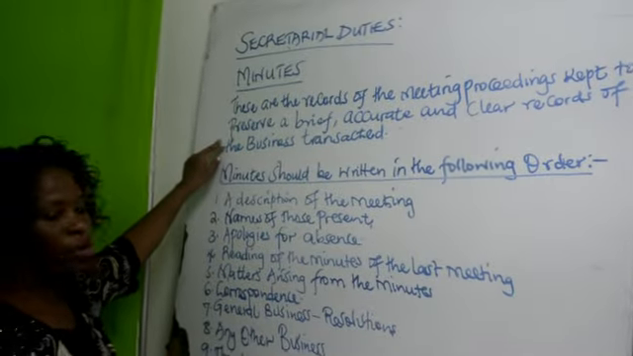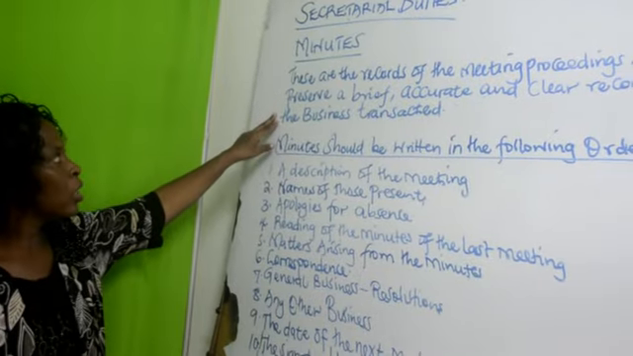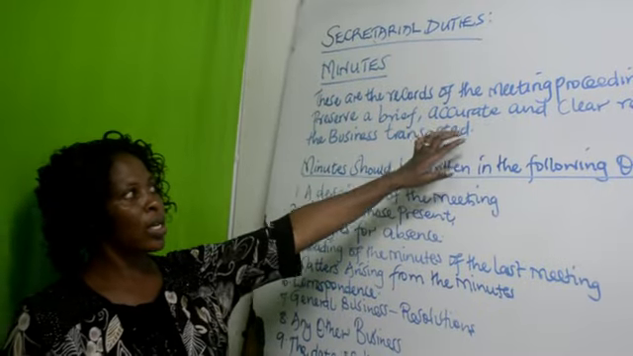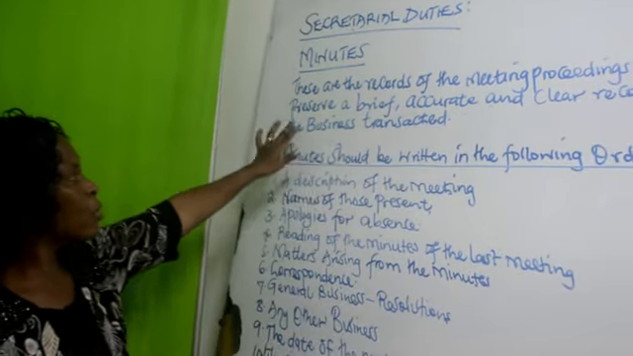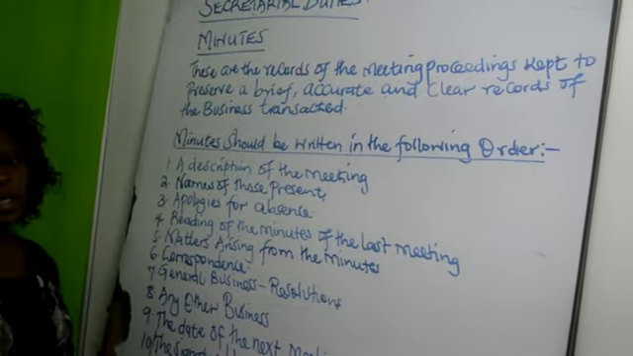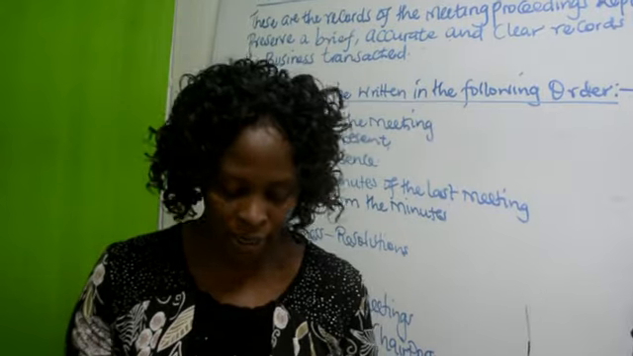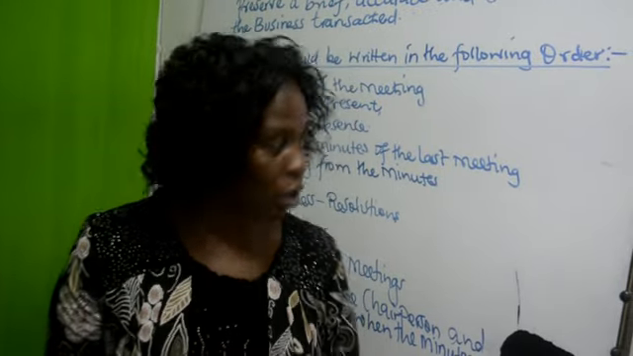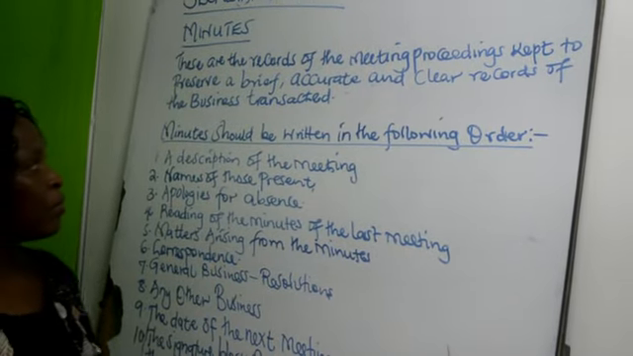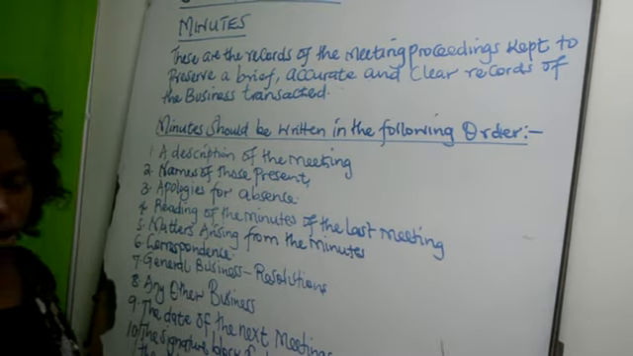Today we are continuing with our topic on meetings and conferences. So today we are looking at minutes. Minutes are the records of the meeting proceedings kept to preserve a brief, accurate, and clear record of the business transacted, or the business activities that have taken place.